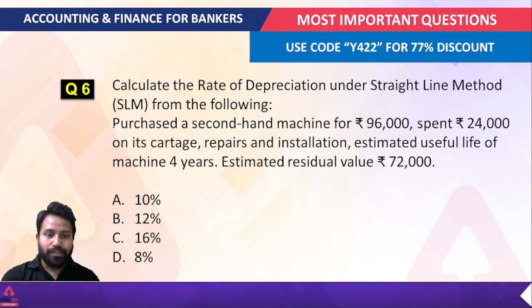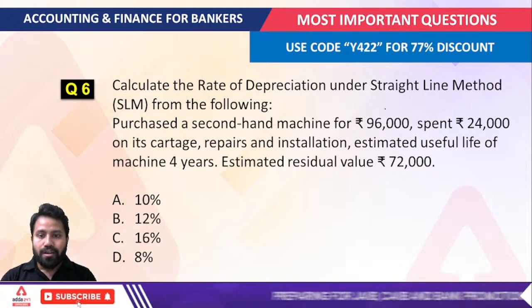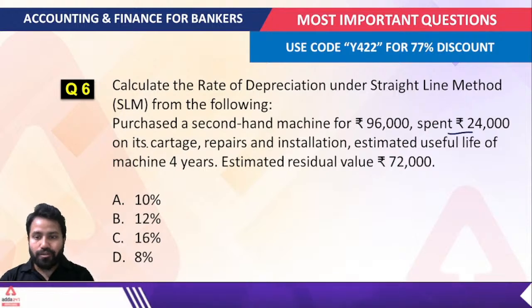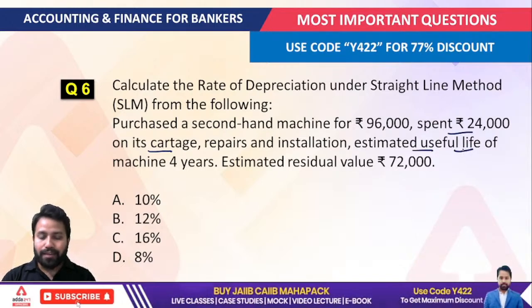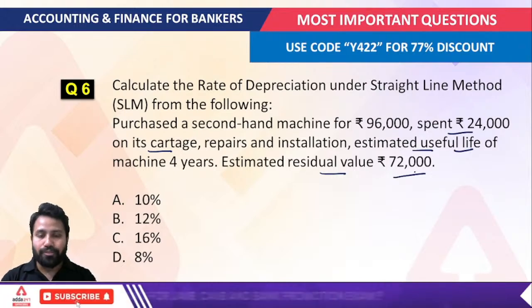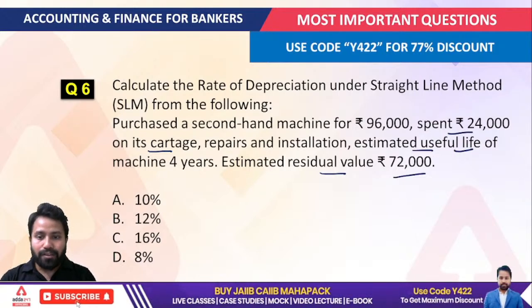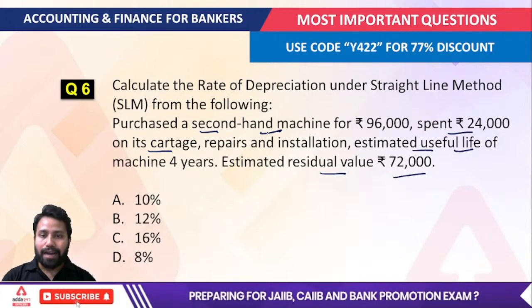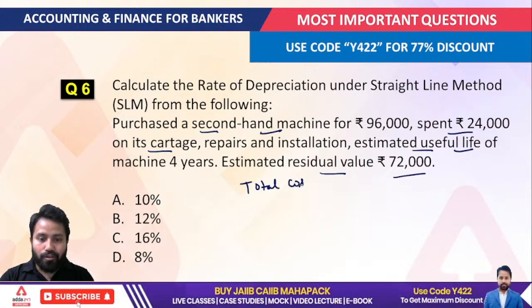Calculate the rate of depreciation under the straight line method from the following given information. A second hand machine is purchased for 96,000, and 24,000 is spent on its cartridge, repairs and installation. Estimated useful life is given, and estimated residual value is given. So you have to calculate the rate of depreciation. Understand one thing: whenever we talk about the total cost of the machine, if we are purchasing a second hand machine, then definitely some repairs and maintenance will be incurred on it. So this will also be included in the total cost of the machine.